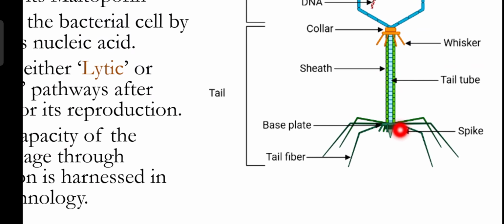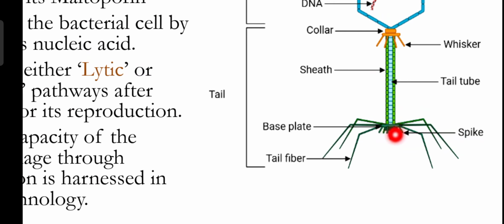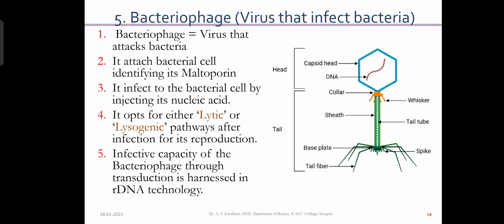It has a basal plate and spikes for attaching and injecting the nucleic acid. It has tail fibers, and these tail fibers help to attach the virus to the bacterial surface or bacterial wall.